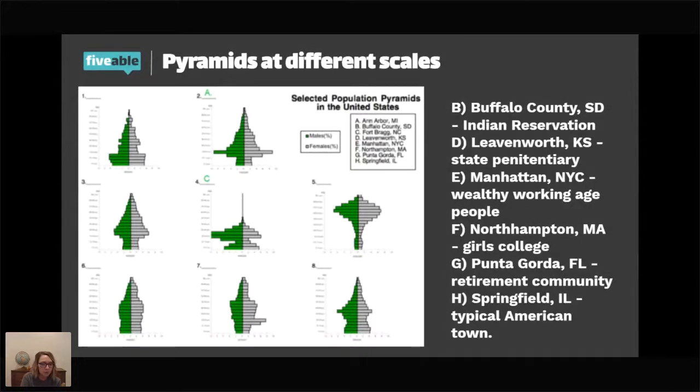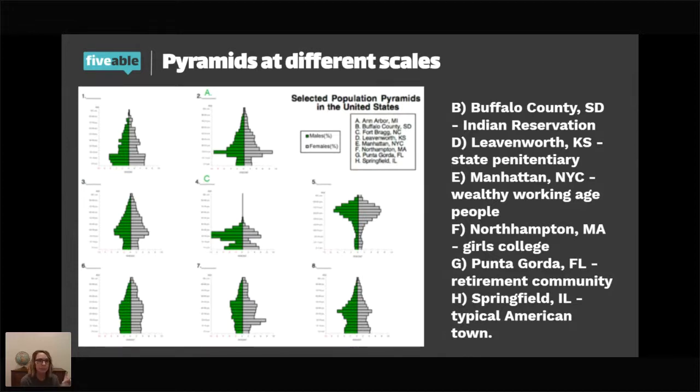Then I would probably look at our number 6. We go back to what we just talked about with stationary pyramids. So with the stationary pyramid, you've got pretty consistent growth. That's kind of like your average typical looking pyramid. So that I would associate with your typical American town, since these are all US population pyramids. So I would pair that with H.